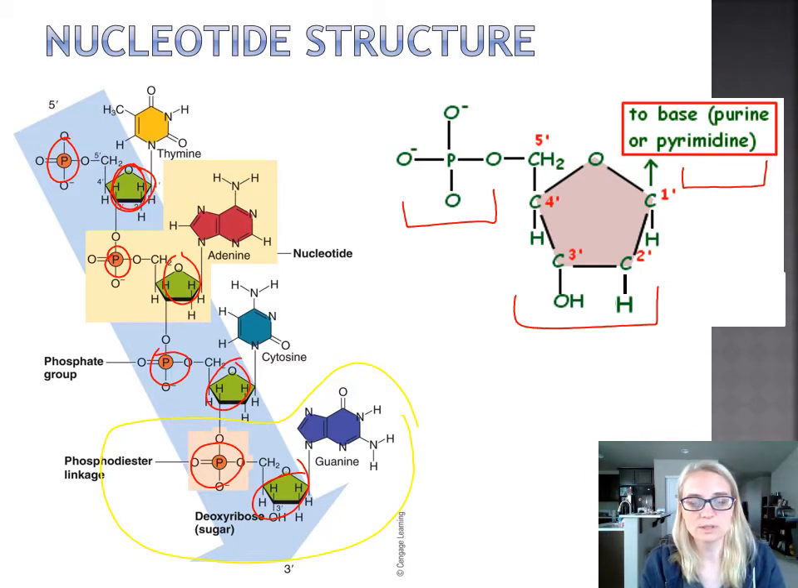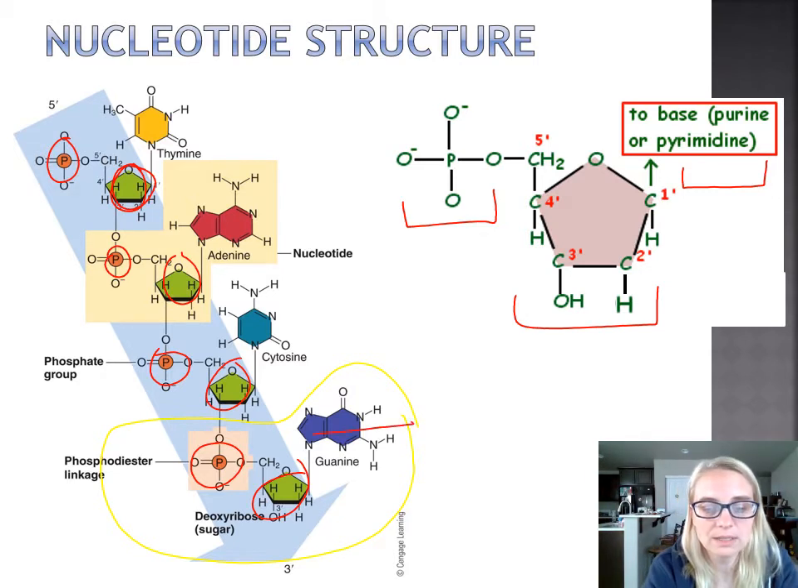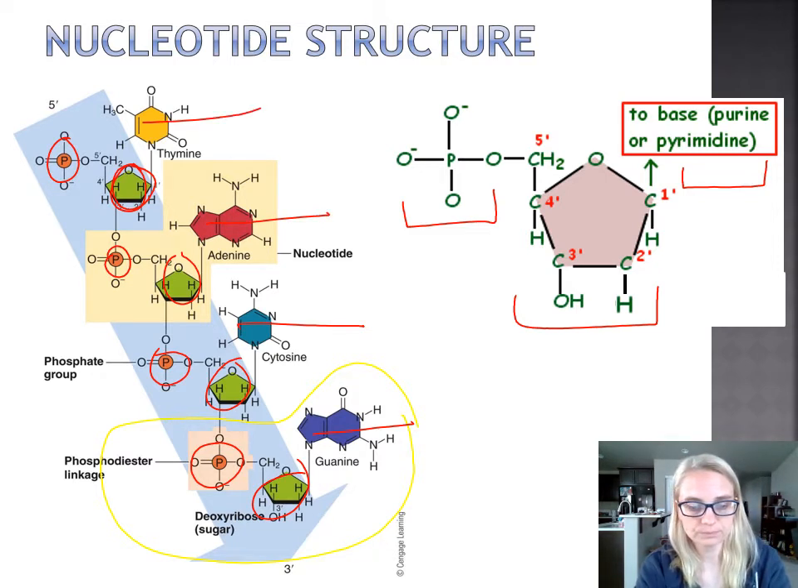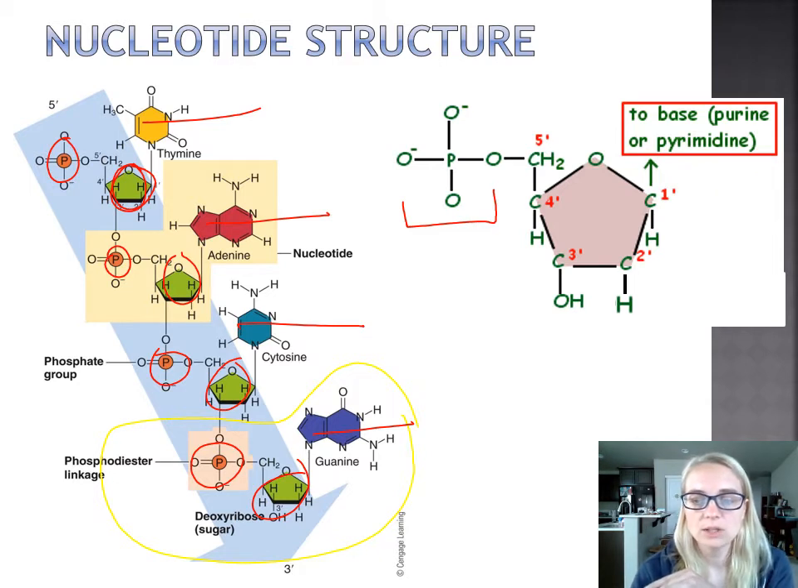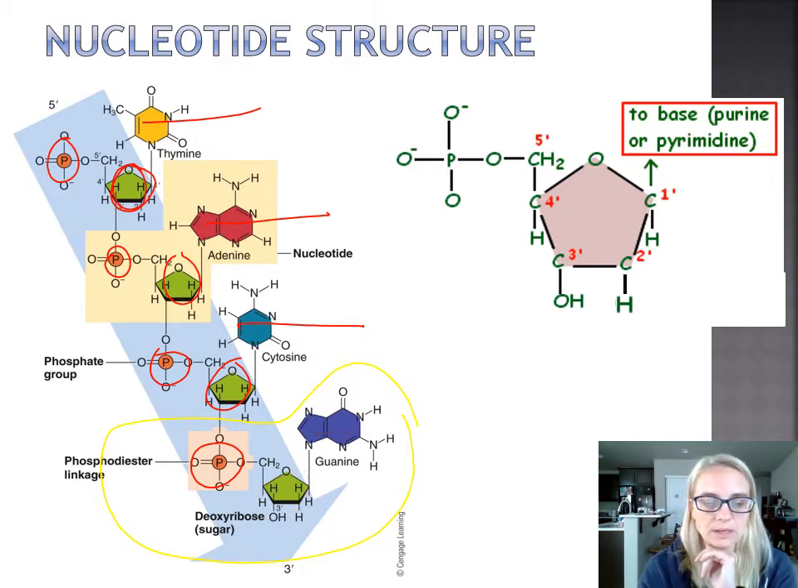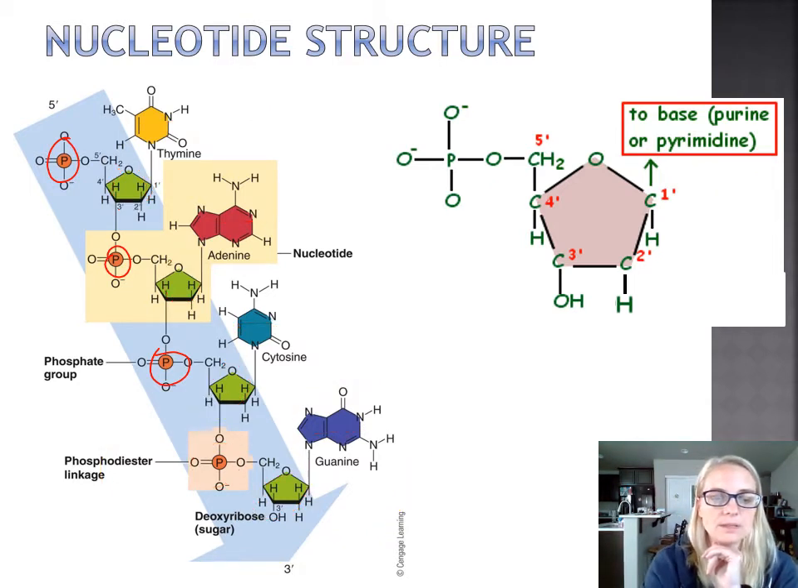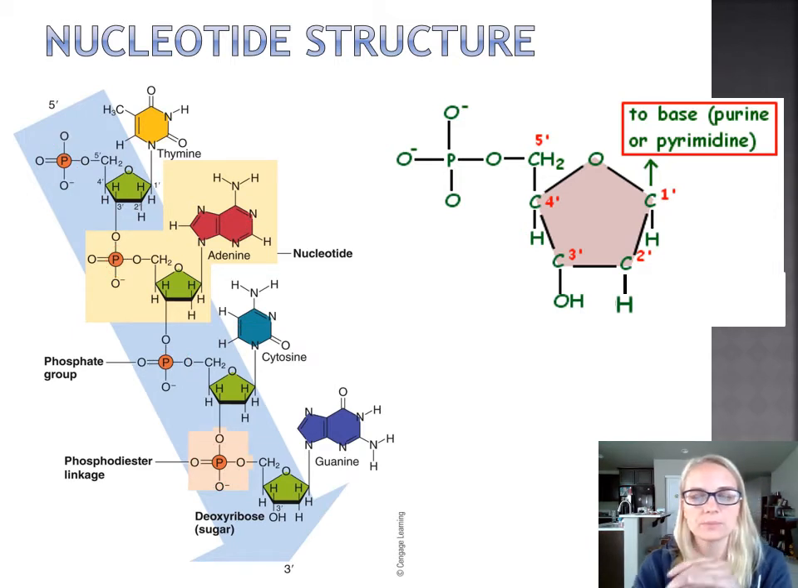I'm just showing you one side here, with the bases sticking out towards the middle. So this is our sugar phosphate backbone, and the nitrogenous bases, the A's, T's, C's, or G's, are pointing towards the middle of this double helix. Another really important thing to identify here is the numbers of primes, particularly the 5' and the 3'.